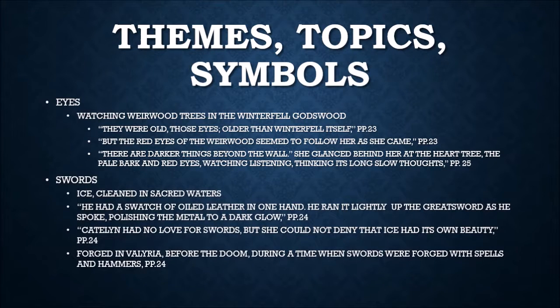And then we have swords. Swords have come up a lot so far, in every chapter that I've discussed, even though this is only the 3rd one. Swords have been crucial. We have the Sword of the Others, and Ice is making its 2nd appearance, where Ned is cleaning it in the sacred waters of the Godswood, water that seems to be surrounding the heart tree. "He had a swatch of oiled leather in one hand. He ran it lightly up the greatsword as he spoke, polishing the metal to a dark glow."